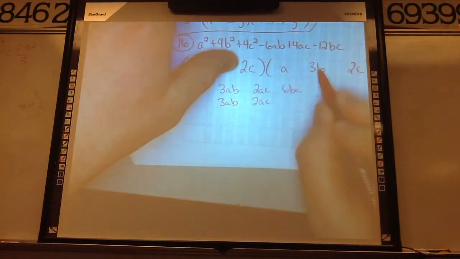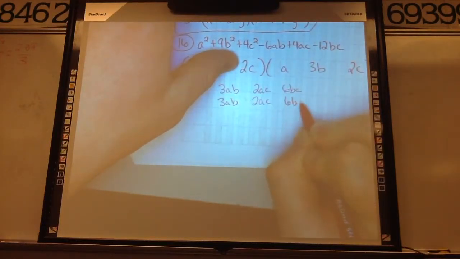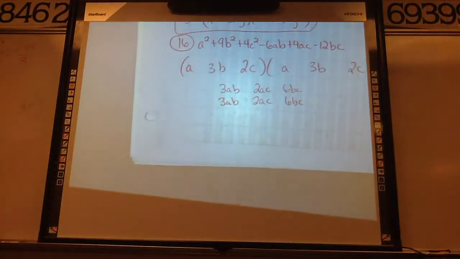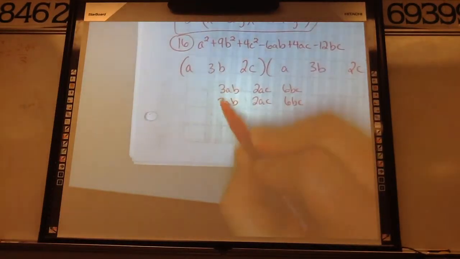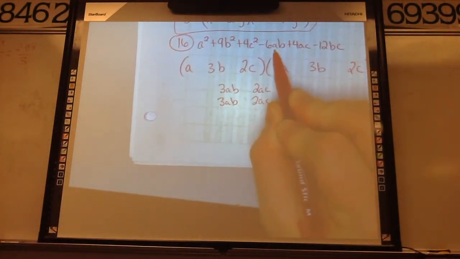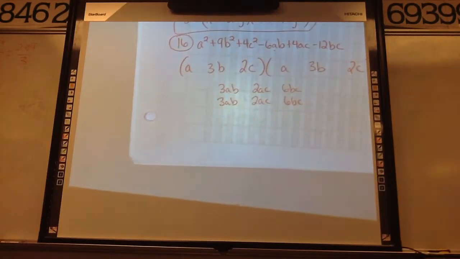And then come here, 6BC. And then we know 4C squared is right. So if I do all positives, I'd have 6AB. Ooh, I need negative 6AB. So what should I do? Make them both negative. Yeah, that's what I meant.